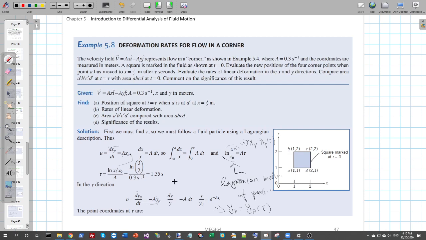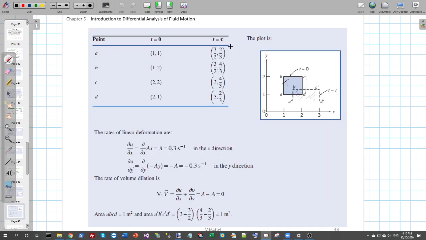Now we know that for particle A, when tau equal to 0, x0 is 1, and when t equal to tau, we get x equal to 3 over 2. So in this way we can calculate what the tau value will be. The time interval turns out to be 1.35 seconds. After you know this tau value of 1.35 seconds, you substitute it into these two equations for all four particles A, B, C, D. You can find their new xp and new yp after tau equal to 1.35, so the new locations can be given here. This is the new location after t equal to tau for all four particles.